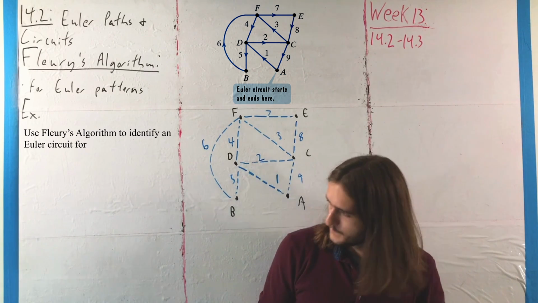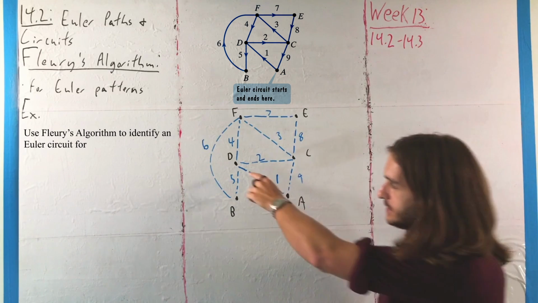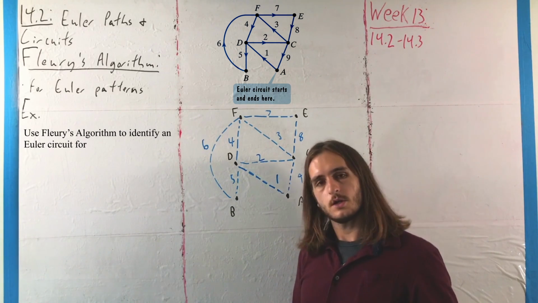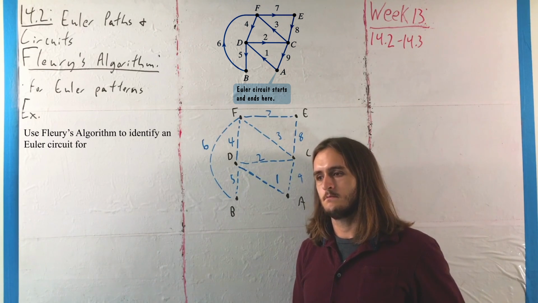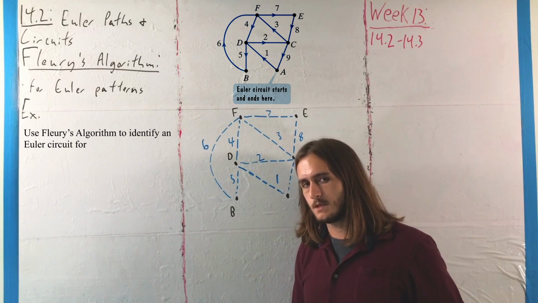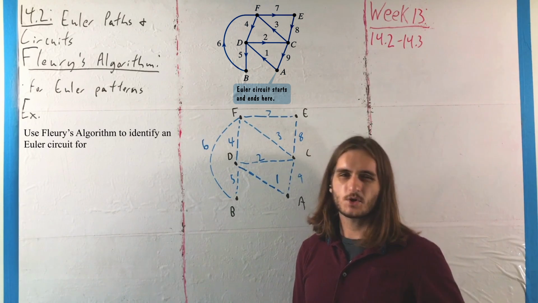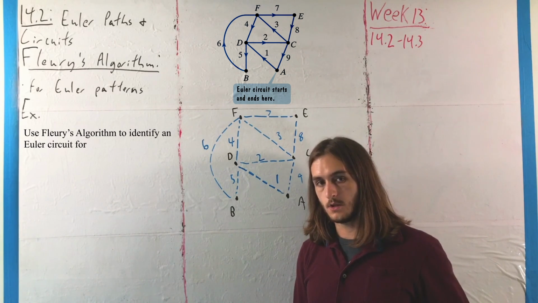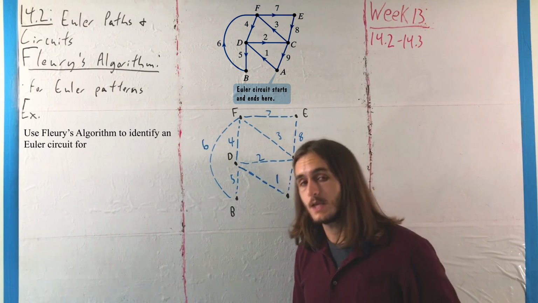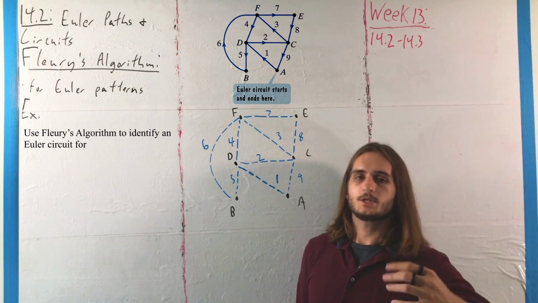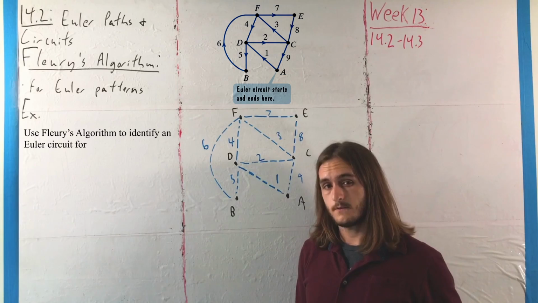Again, going through this process, we hit D a bunch of times. And this should beg the question, can we do something similar for finding paths and circuits that only hit vertices once along the way? And the answer there is yes, we can do that. That's a construction called a Hamilton path or a Hamilton circuit, which is what we'll be talking about in 14.3.